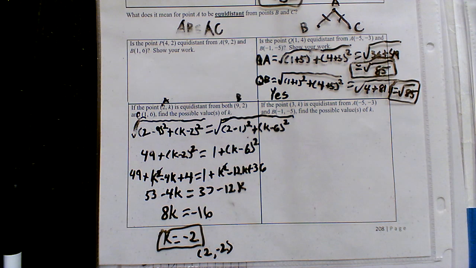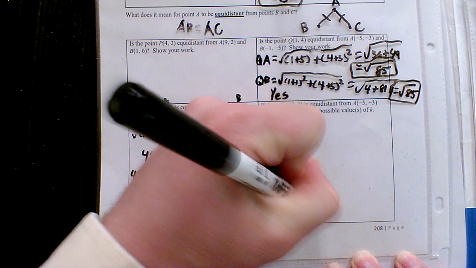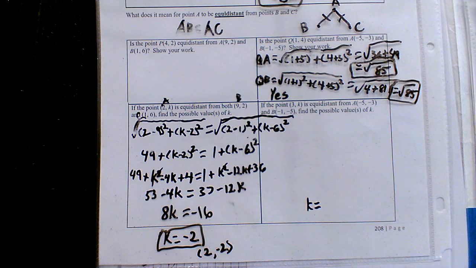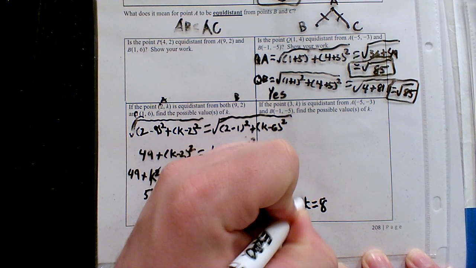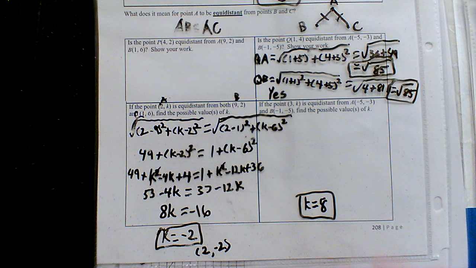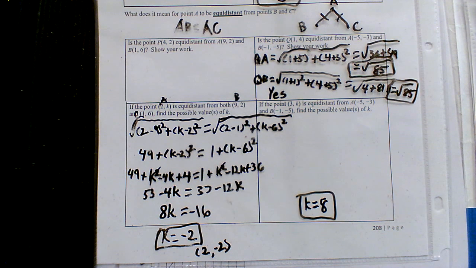Alright, so I know some of you are still working, some of you are finishing up. I want to put the answer up here just so you can check your answer. So what should our k value be? K should be equal to 8. If you didn't get that, you should go back through your work and check. You should get k equals 8.